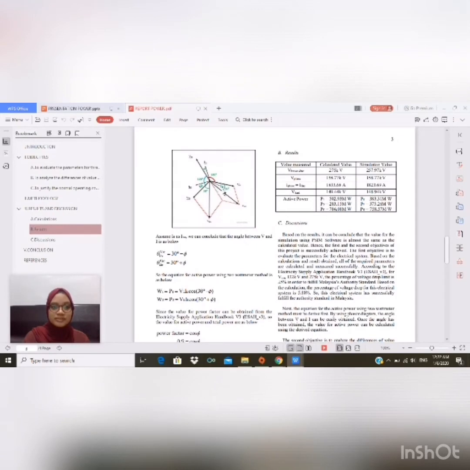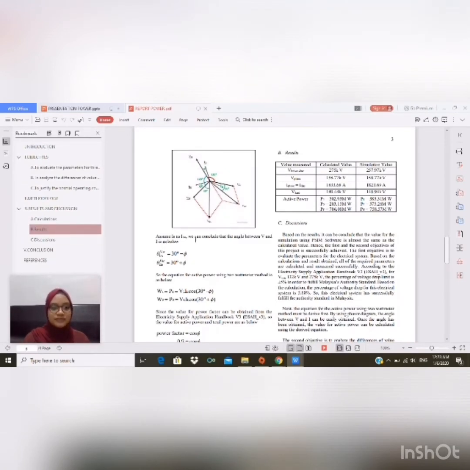So 30 minus this angle, we get 30 minus the angle, which we call phi. Next, we want to know the second angle, which is the angle between VBC and IBB. So VBC is here and IBB is here. We need to add 30 degrees to this angle, so 30 degrees plus phi.